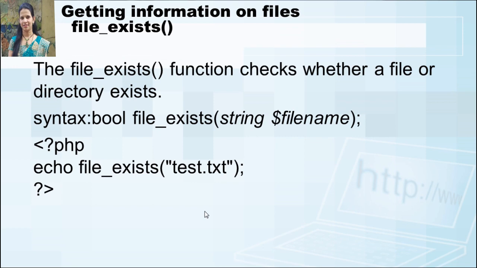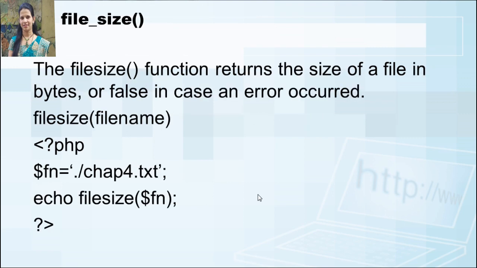Then next is getting information on a file. How to get information about the file? See here, you can use the file_exists function. We have already used this function in a previous program also. If the file exists, then you can do this. It means checking whether this file exists or not. If it exists, it will return true. If it does not exist, then it will go to the else condition and return false. The syntax is boolean file_exists, where you need to provide the file name to check whether the file exists or not.